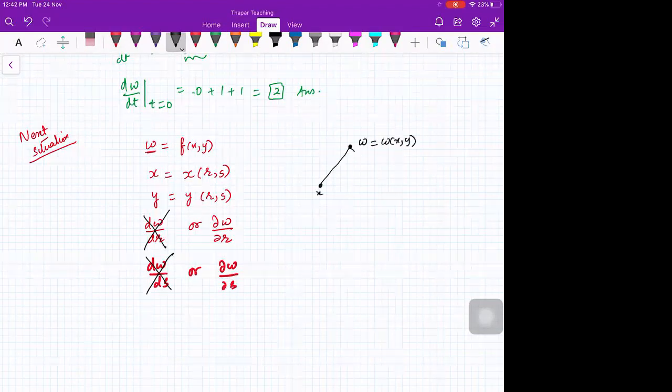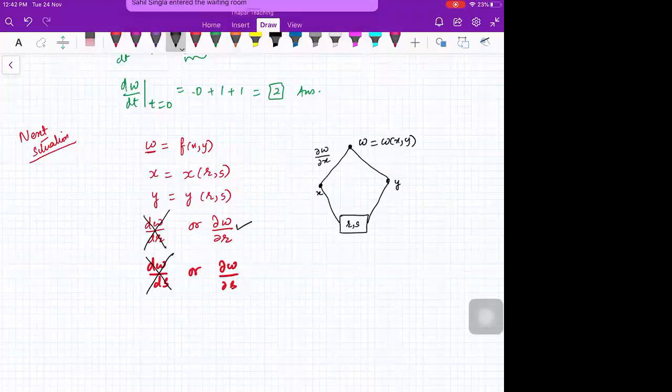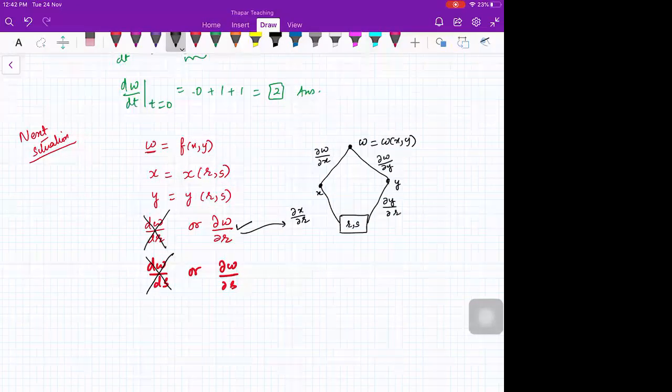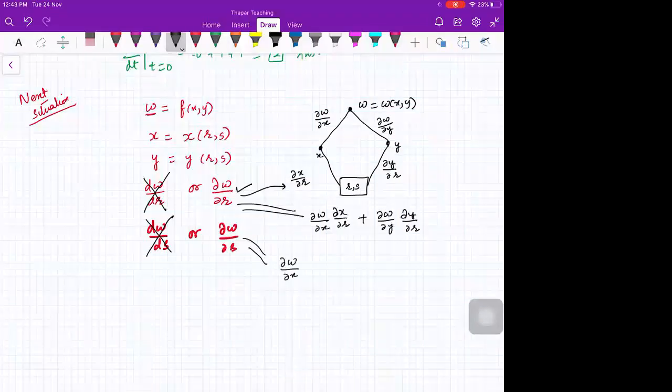So this is a situation where w is a function of x and y. So you have x here, y here, and then further, x and y are functions of r and s, two variables. If you talk about ∂w/∂r, you have ∂w/∂x here, and here you will have ∂x/∂r, and here you will have ∂w/∂y and here ∂y/∂r. So this will be equal to ∂w/∂x times ∂x/∂r plus ∂w/∂y times ∂y/∂r. And if you want to compute ∂w/∂s, you will have ∂w/∂x times ∂x/∂s plus ∂w/∂y times ∂y/∂s. Is that thing clear to everybody?